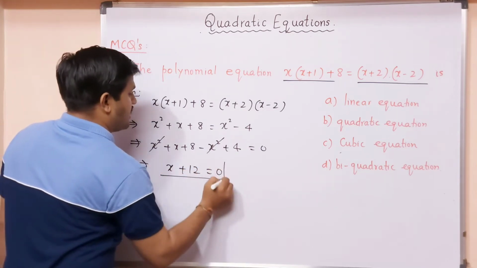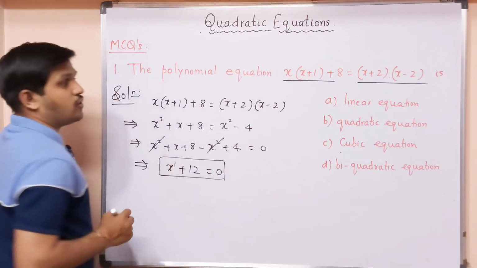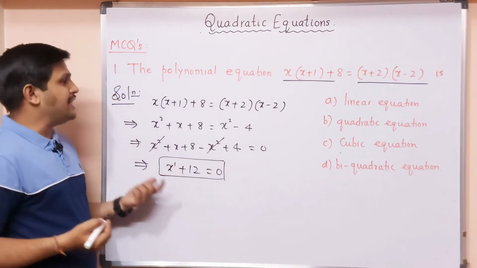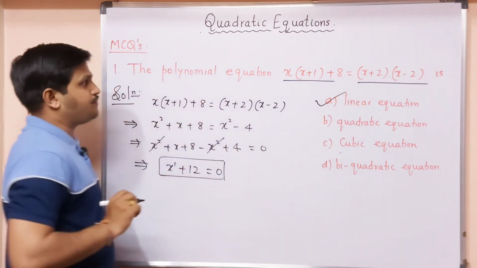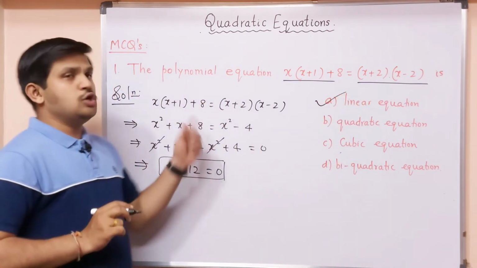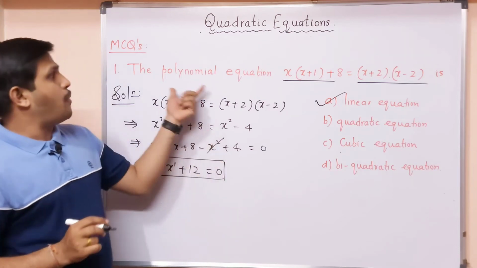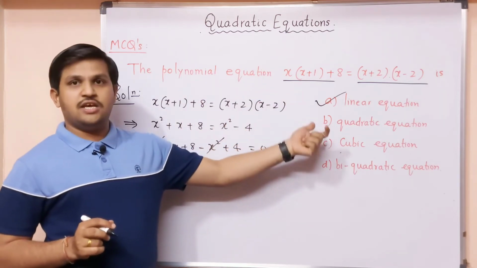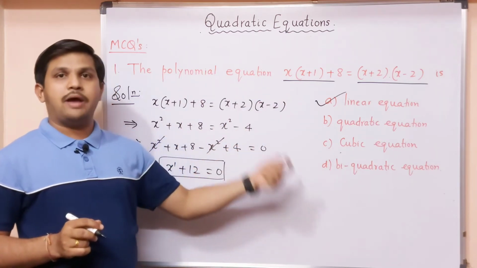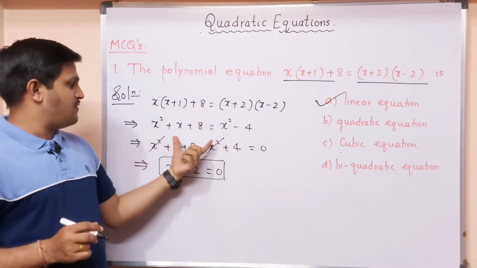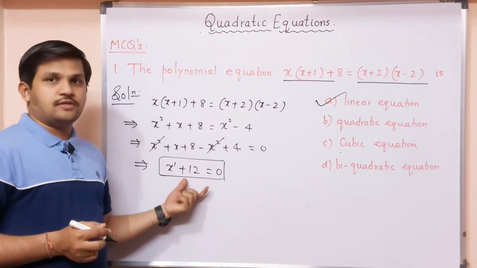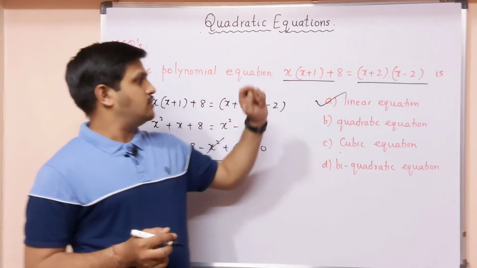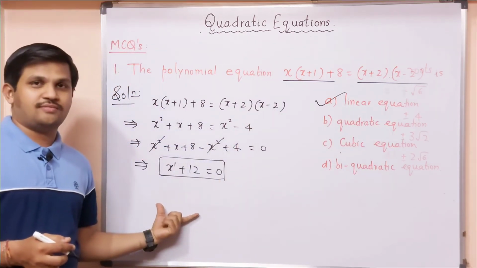Look at the power of the variable x, which is 1, therefore it is a linear equation. You can easily observe option A is the right answer. These kinds of questions will surely be asked, whether the polynomial equation is linear, quadratic, cubic or biquadratic. So what to do? Simplify and look at the simplest form of the equation. Then you will be able to identify it. Got it?